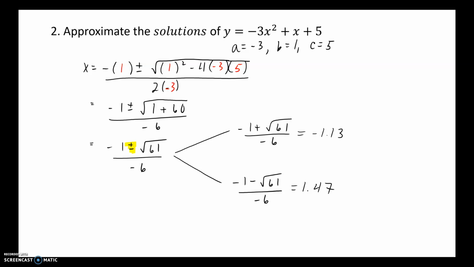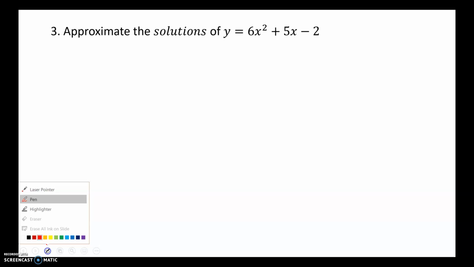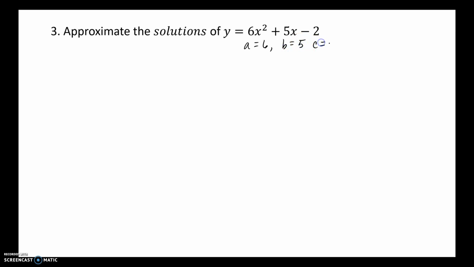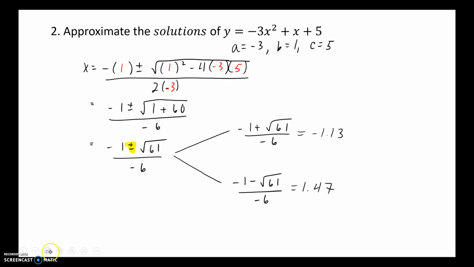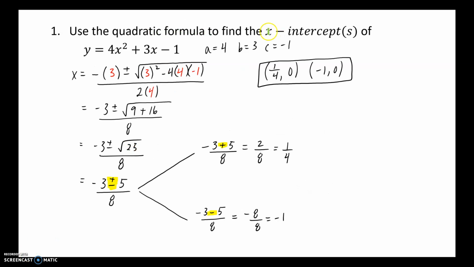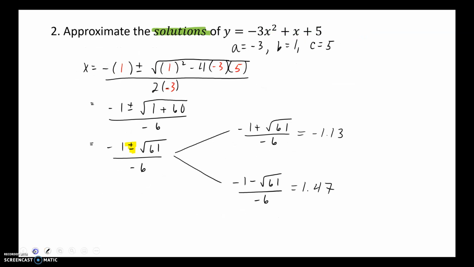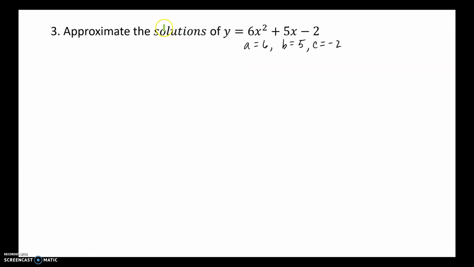Okay, so those are our two approximate solutions using the calculator. All right, let's look at the next one. A is equal to 6, B is equal to 5, C is equal to -2. And notice I changed my wording, just so you guys would see it. I asked for the solutions here. On the previous problem, I asked you for the x-intercepts. Again, I just need you to remind yourself that these are the exact same steps.